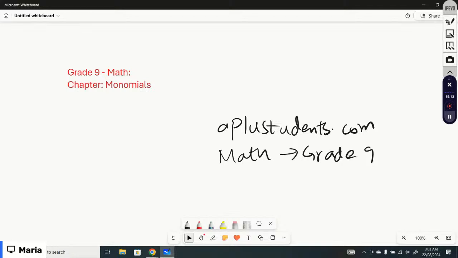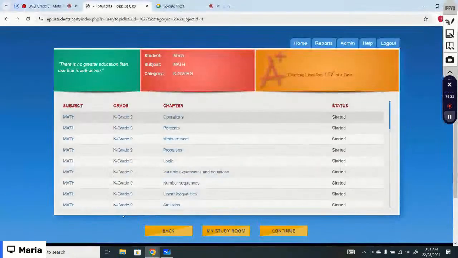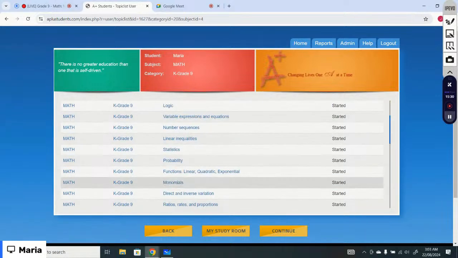So, please make sure you have your notebook and pencil so that you can note down the important examples and definitions as well, right? So, here I'm on grade 9 math. The chapter we are on right now is monomials. Let's just start with the lesson. Here it is.